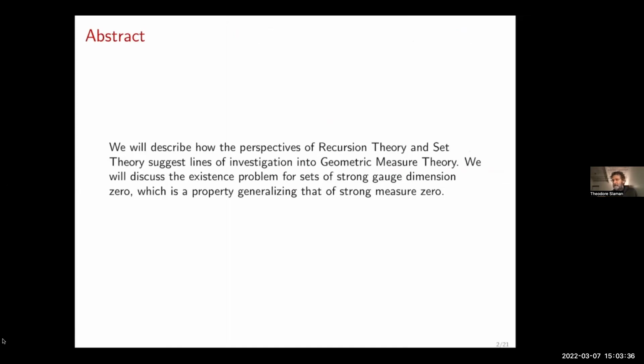And so I would say sort of the basic properties of Hausdorff dimension. And the particular thing that I want to talk about is a problem that's emerged as a sort of central problem with regard to strong gauge dimension. Okay. And in particular, strong gauge dimension 0. Okay, so here we go.